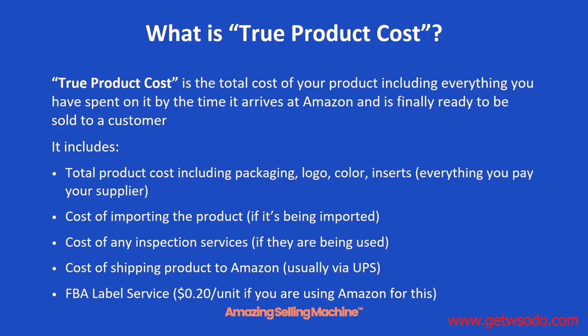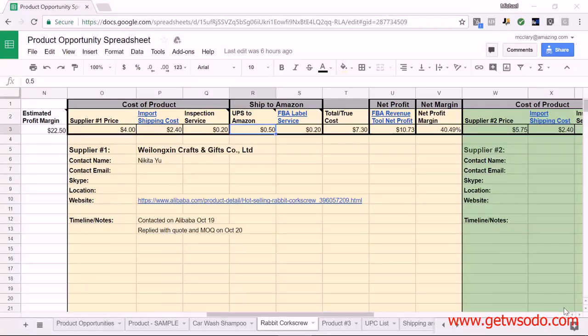Let's go take a quick look at our product opportunity spreadsheet to see how these different numbers will be used in our calculations. So I'm back on the product opportunity spreadsheet, and I went to the rabbit corkscrew tab because that's the product that we're working on. But the information that we're going to enter here for one supplier for this one product, you also have to enter in for the other products and the other suppliers as well. It'll all flow over exactly the same. You just enter the same information on the appropriate tab for the product that you're working on.